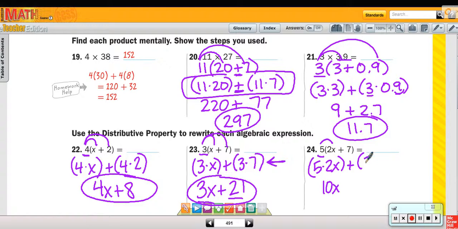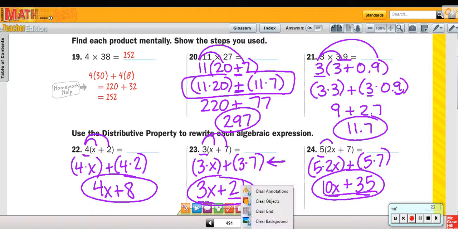Plus, we're sharing the 5 with the 7. 5 times 7 gives you 35. Are those like terms? No, I can't add them together. Remember, back to our McDonald's combo meal lesson? If this 10x stood for burgers and this 35 stood for Cokes, I can't combine those two things together to get one item. Gentlemen, fix it. So these are two separate terms. They can't be combined. It's as simple as it possibly can be with 10x plus 35.